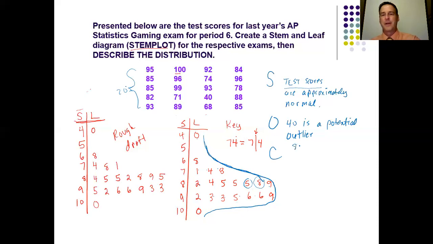So 85 and 88. So cut that in half and you get 86 and a half, okay? And I'm just gonna say that is my center.